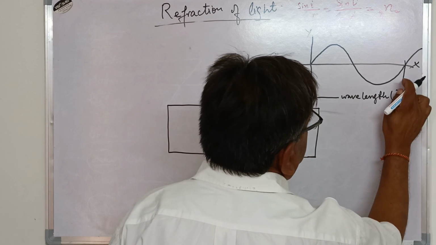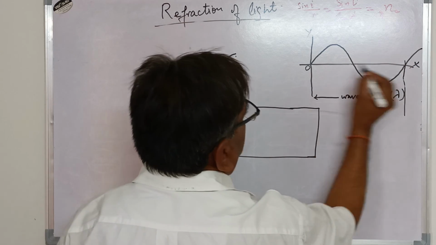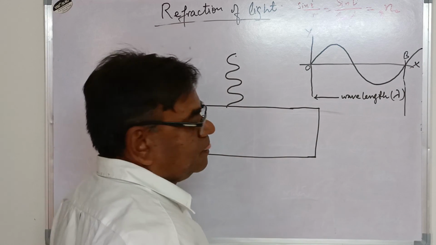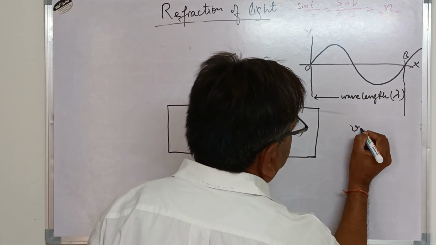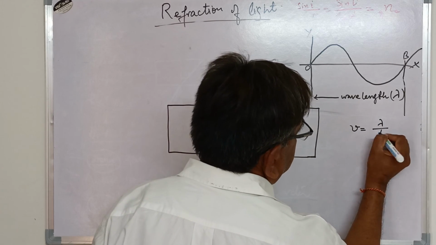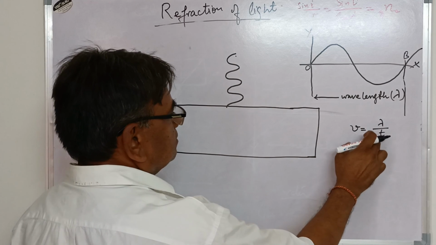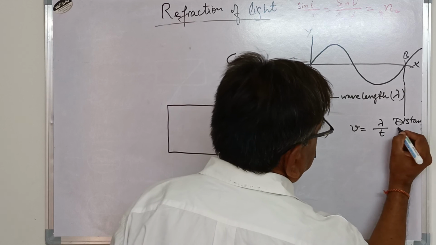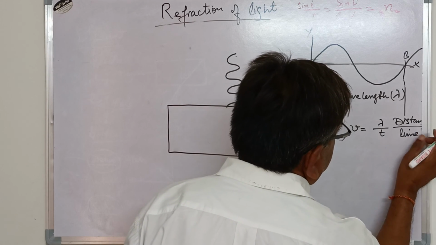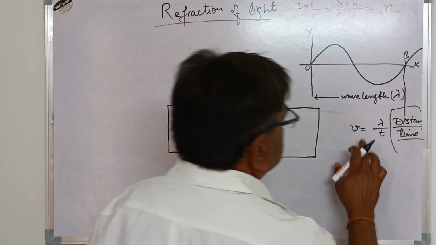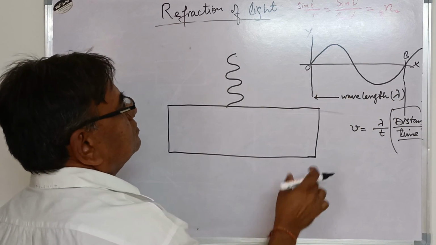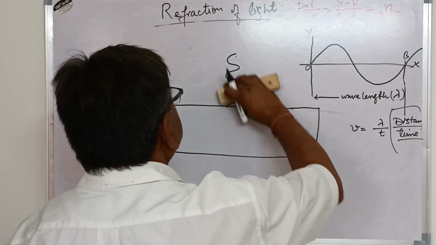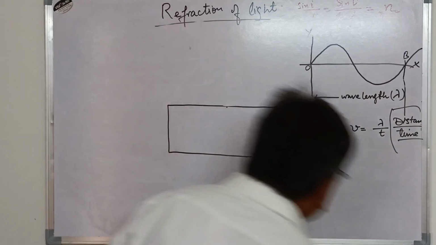Up to here, the distance from O to A, say B. OB is one wavelength called lambda, and the wave velocity is given by lambda by T, distance divided by time. This is the definition of velocity. So this is the wavelength. So as long as one wavelength is, what happens?